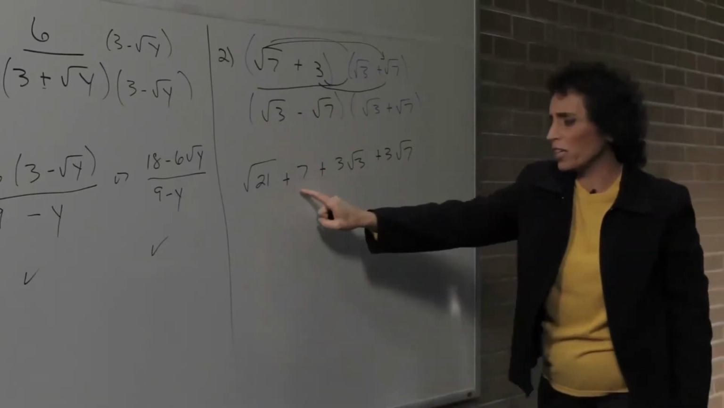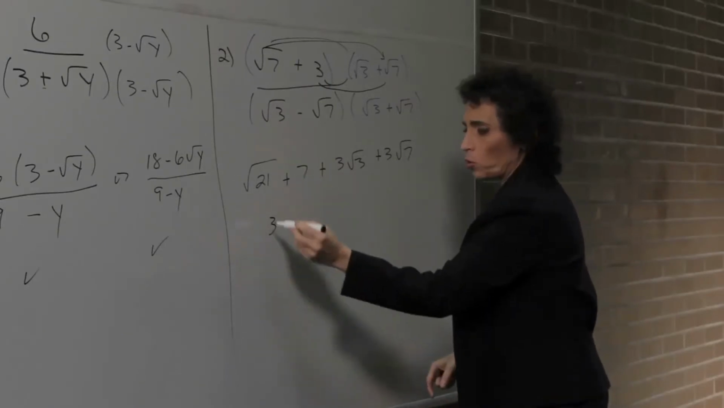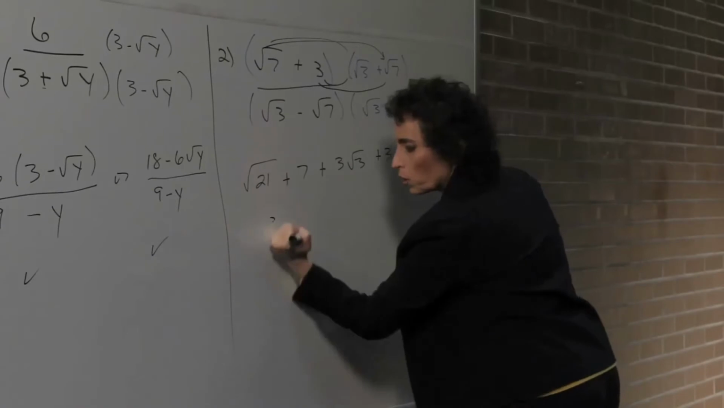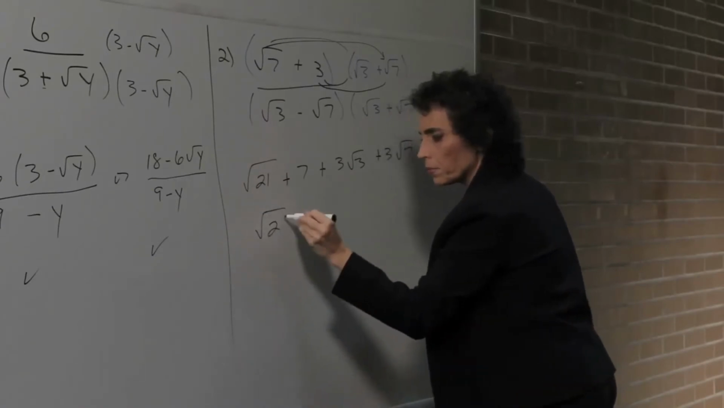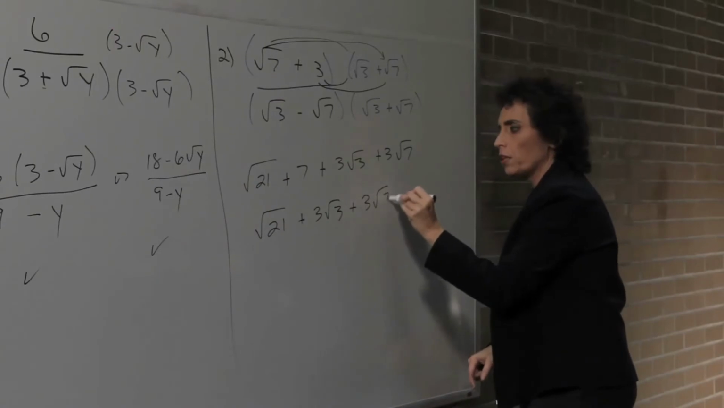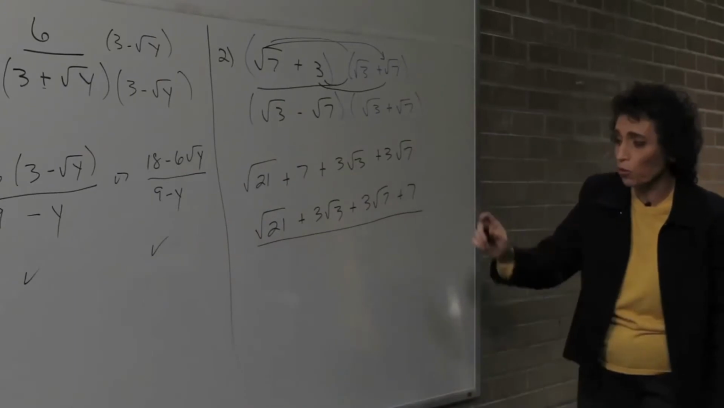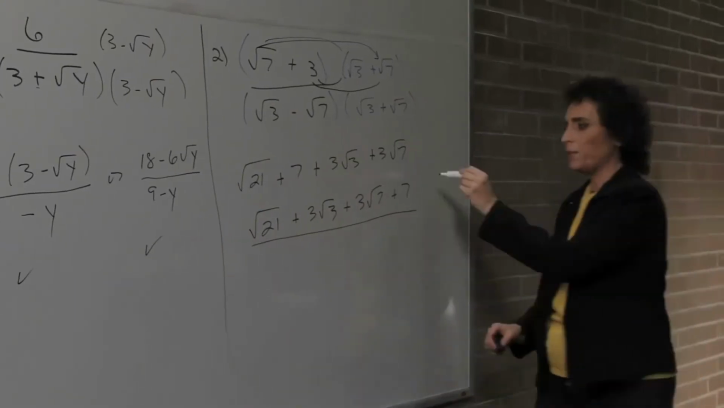Usually this 7 is written last, so I'm going to do that. I'm going to write this as, it doesn't matter what order these are in, if you want, the square root of 21 can stay there, plus 3 square root of 3 plus 3 square root of 7, plus 7. The constant term is usually last. That's just the numerator. Now we have to do the denominator.